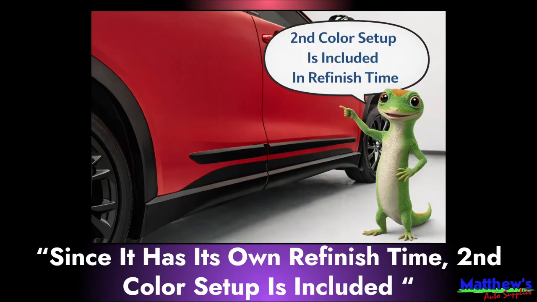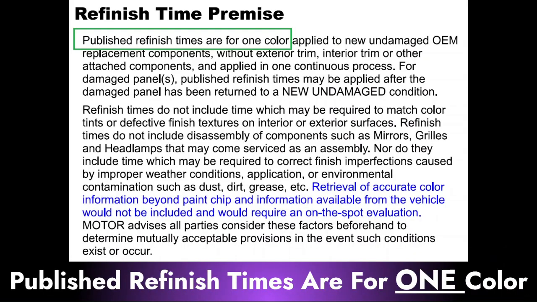So they were dealing with another database user, and the other database user said, "Hey, since the part has its own refinish time, second color setup is included." So the scenario is something similar to this vehicle where they had to refinish the door a different color than a body side molding, and the shop had written for a second color setup for the body side molding, and the other database user said, "No, that is included in that body side molding's refinish time because it has its own refinish time." So we presented the procedure pages to the other database user.